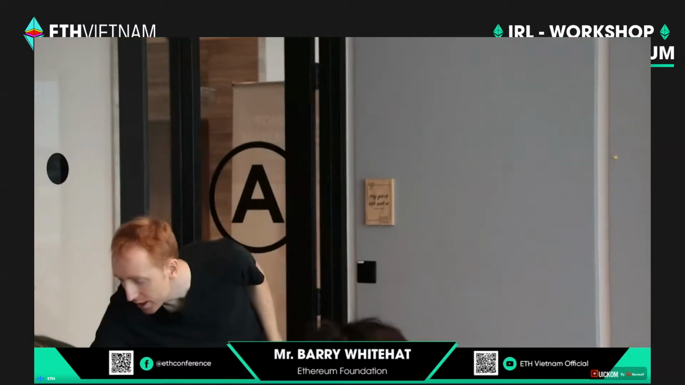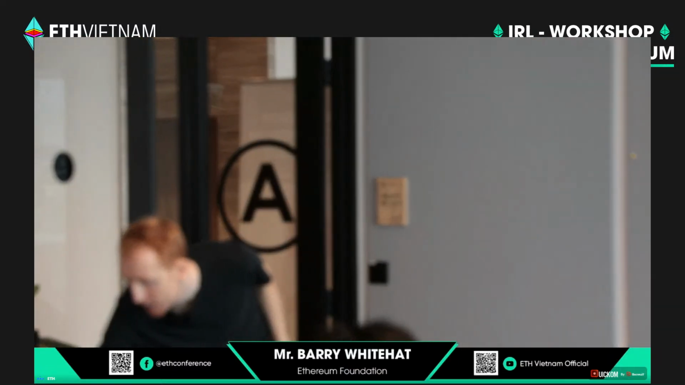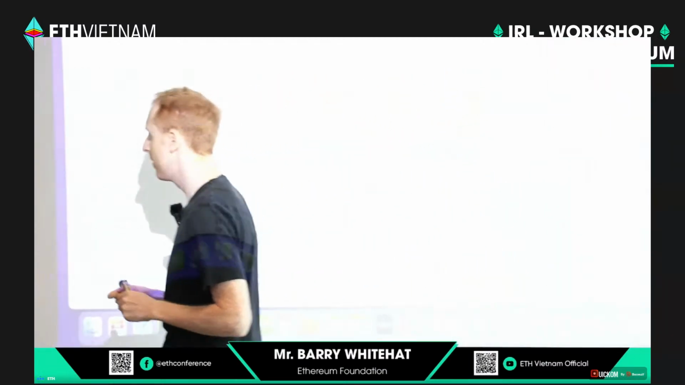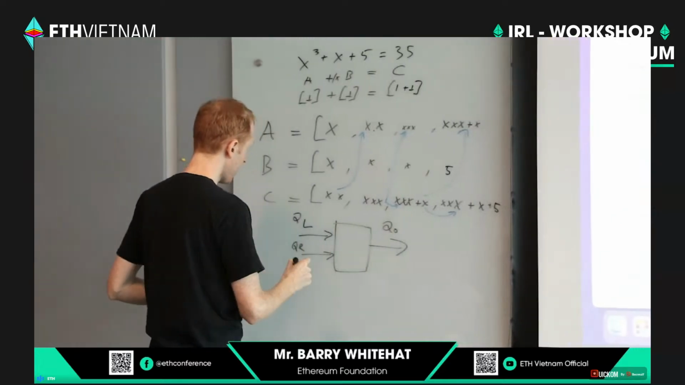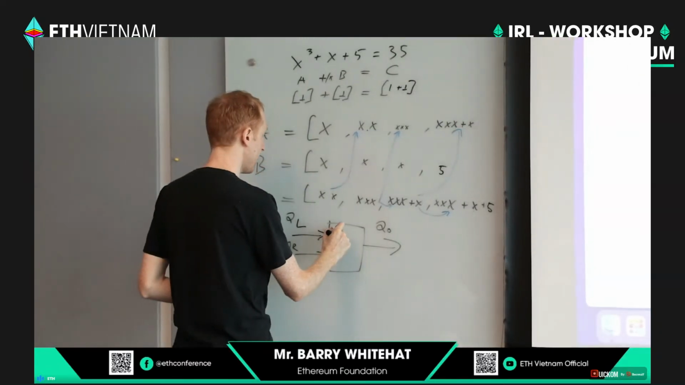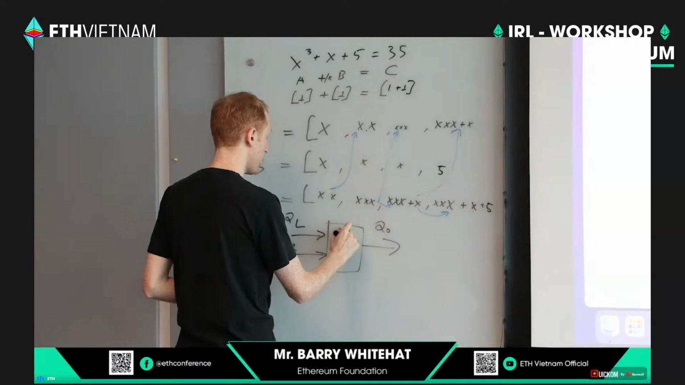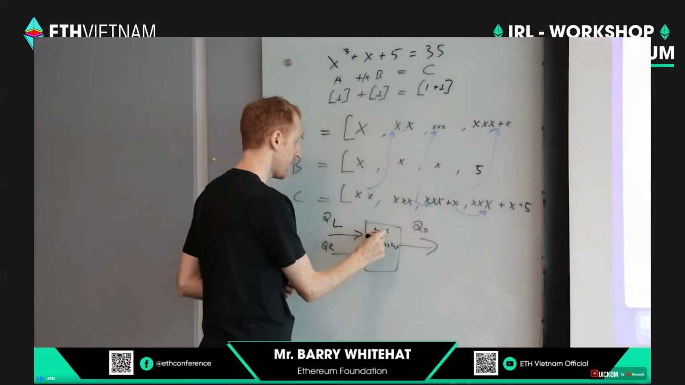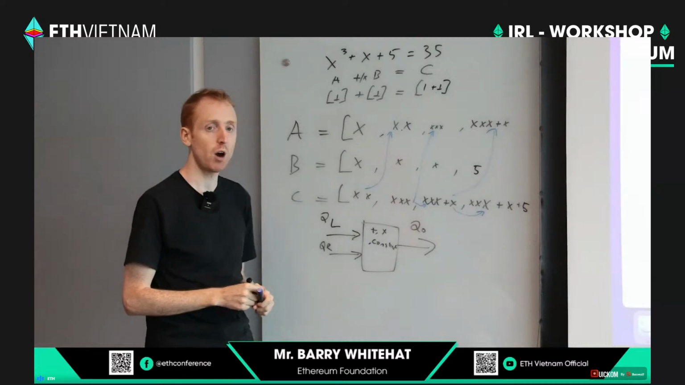So let's have a look at our equation again. Here's our equation: QL, QR, QO, QM and QC. What's QC? QC is our constant. Inside here we're doing plus, we're doing multiply, we're doing constant. Sometimes we want to do a plus, sometimes a multiply, and sometimes a constant. So how can we define that?